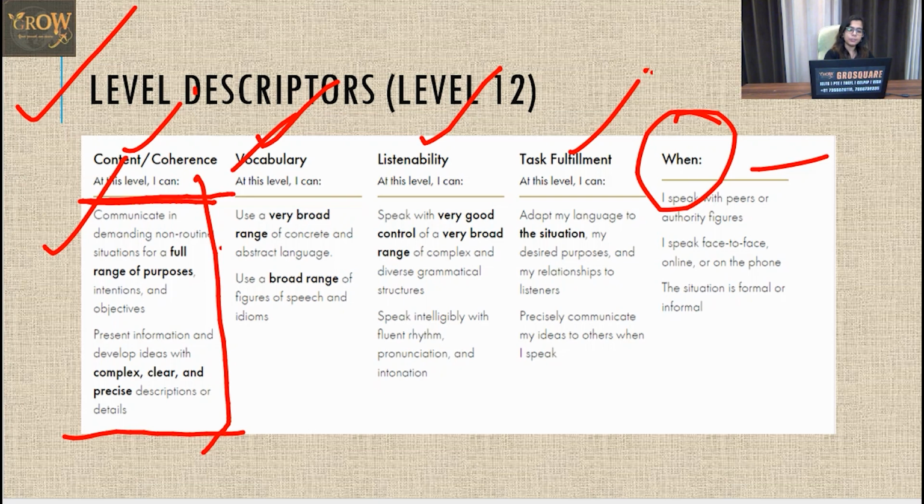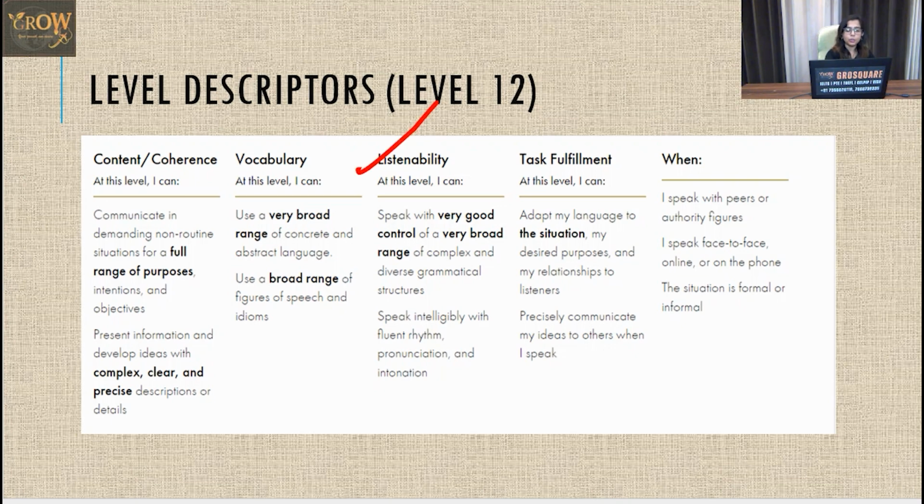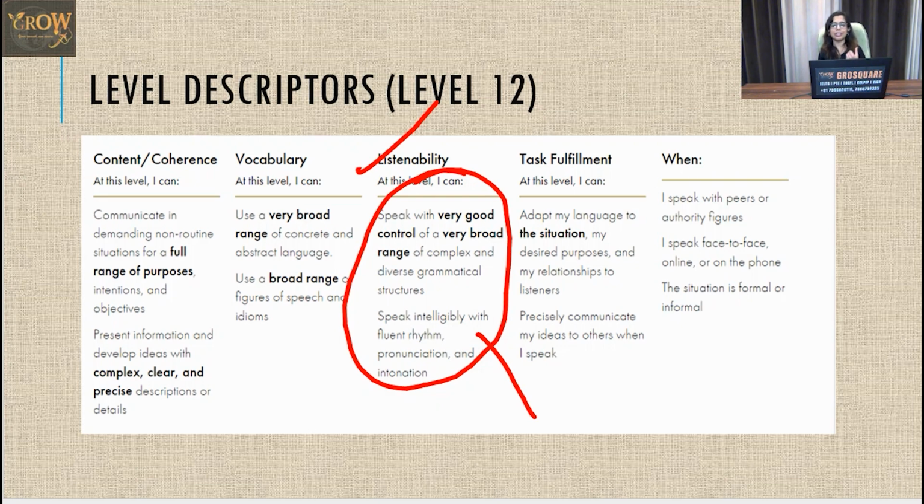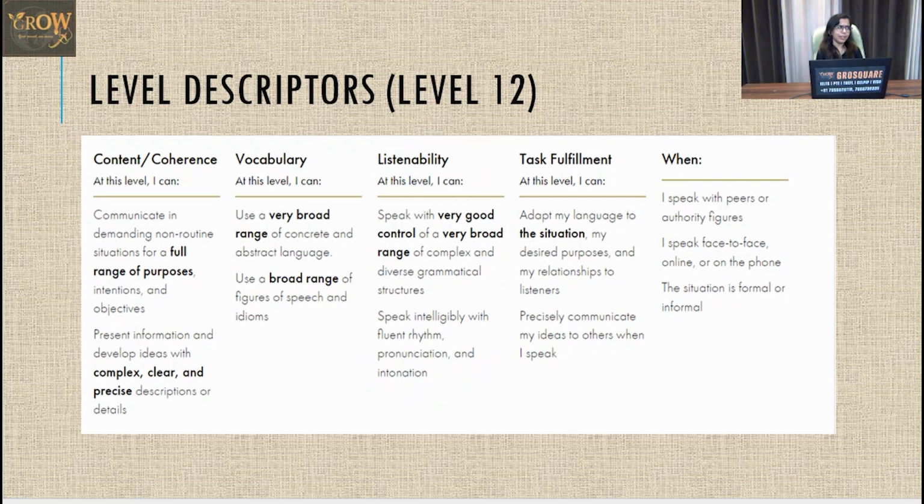Okay, next is vocabulary. This should be a very broad range of vocabulary of concrete and abstract language, and you need to use a broad range of figures of speech and idioms as well. Next is listenability. You should be speaking with a very broad range of complex and diverse grammatical structures. Speak intelligibly with fluent rhythm, pronunciation and intonations. Now what are intonations? These are the tone of speaking. Sometimes we have to speak slow, sometimes louder or something like that. So we have to act as per the situations, right?